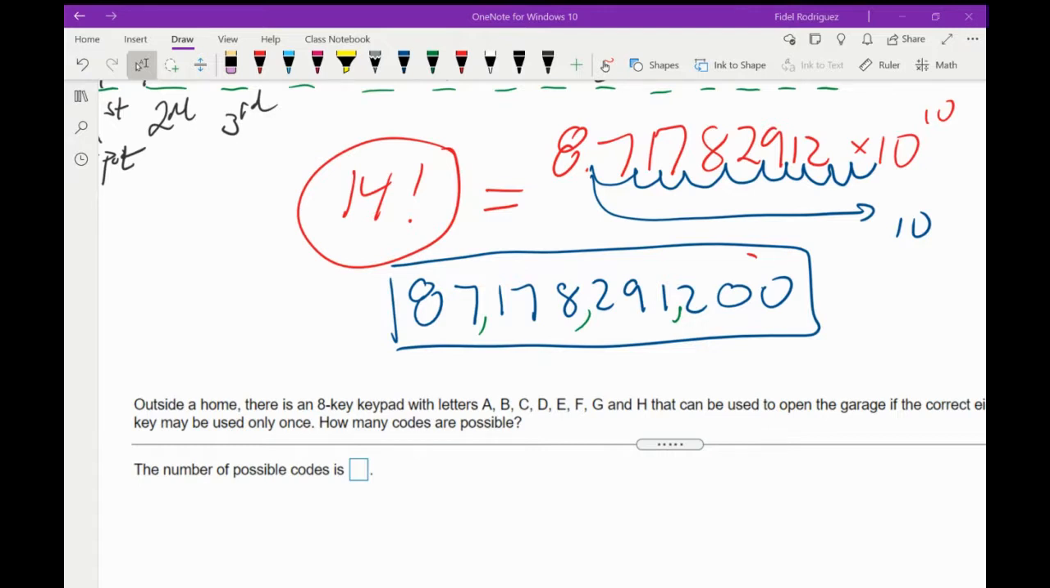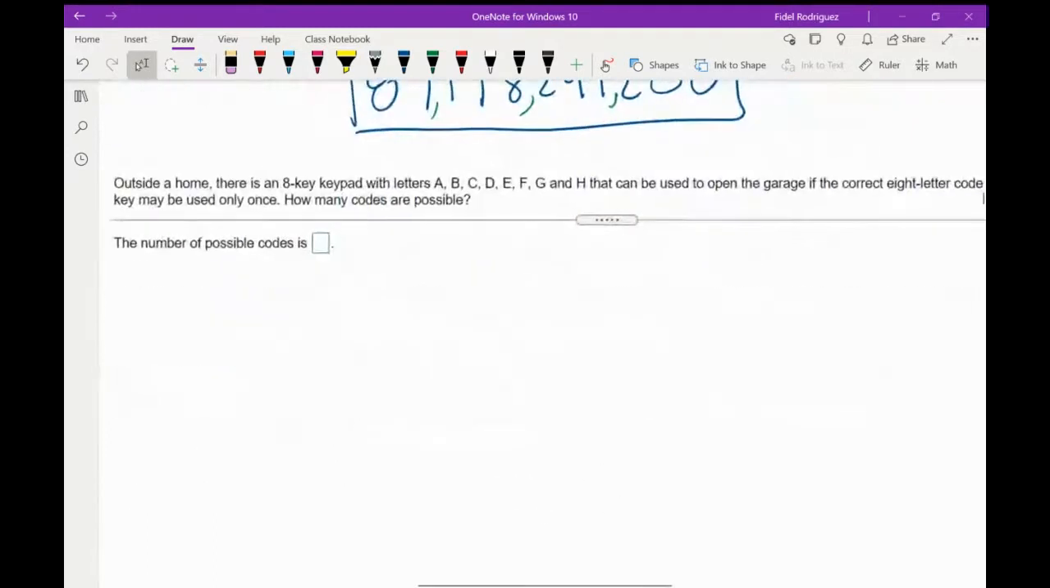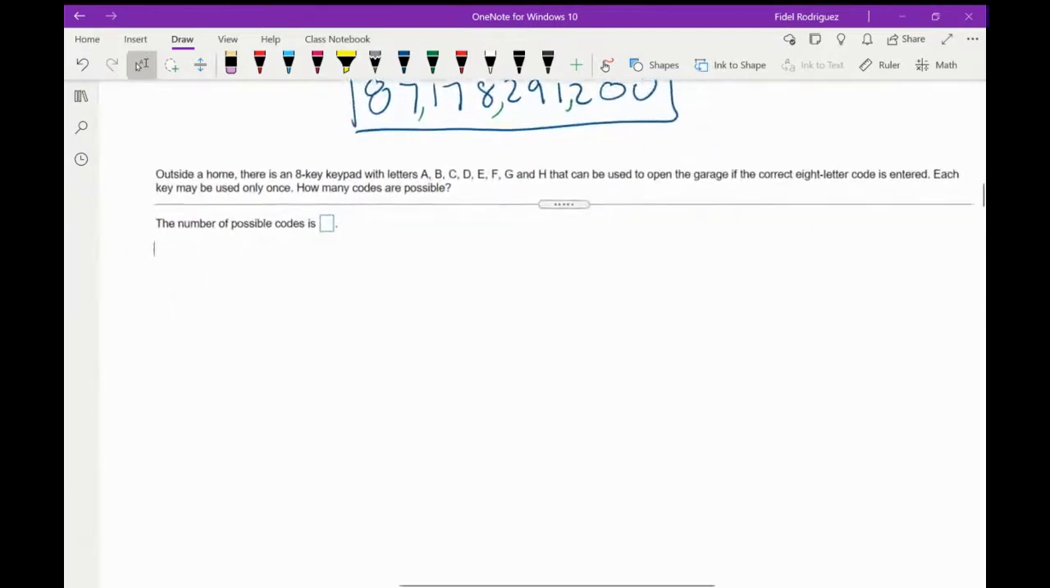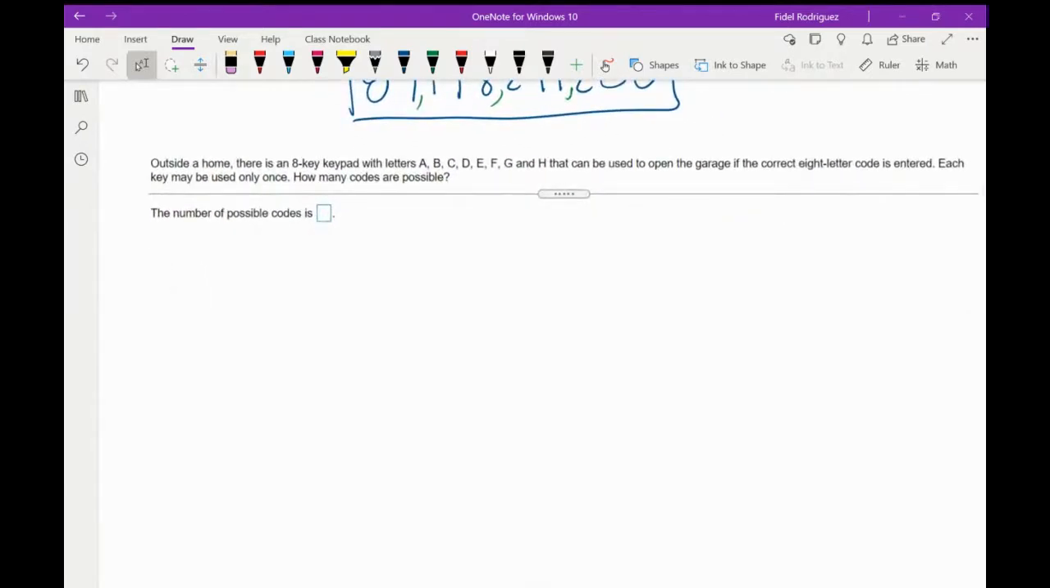So let's go ahead and take a look at this next problem here. It says, outside of a home, there is an 8-key keypad with letters A, B, C, D, E, F, G, and H that can be used to open the garage if the correct 8-letter code is entered. Each key can only be used once. How many codes are possible? Okay, so again, I'm going to look at the problem here. 1, 2, 3, 4, 5, 6, 7, 8, right? So we have 8 letters, and each key can only be used once.